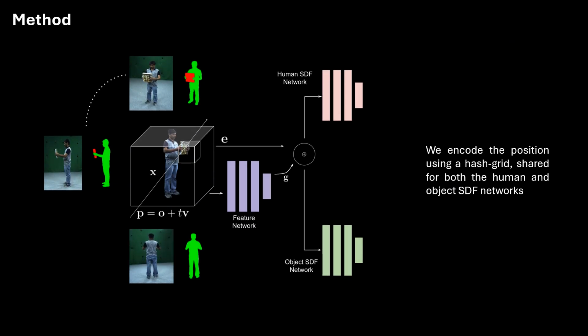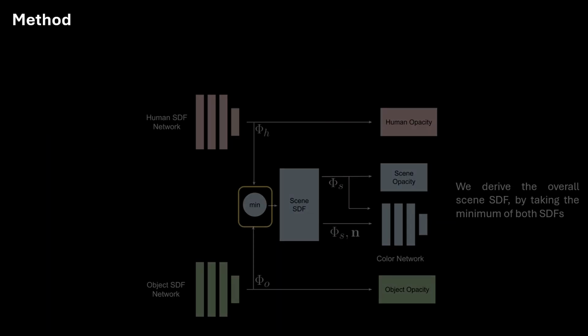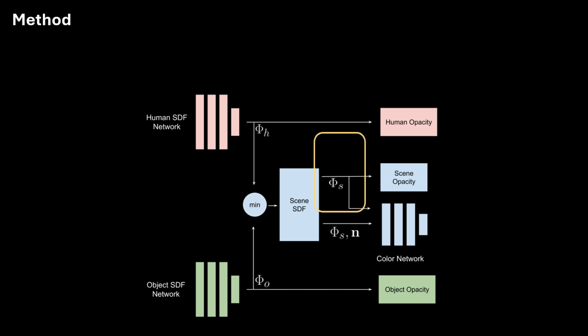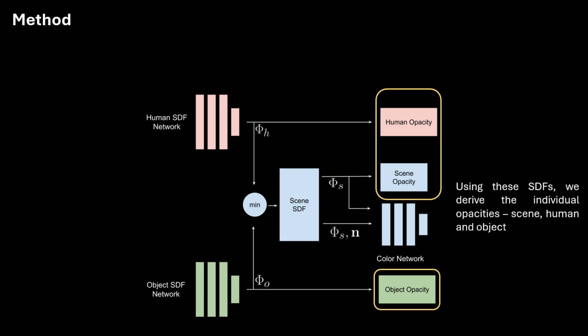We achieve this separable reconstruction by first encoding the position using a multi-resolution hash grid and obtaining a geometry feature vector that is shared for both MLPs parametrizing the two signed distance fields. Using the individual signed distance fields, we obtain the scene signed distance field by simply taking the minimum of them. Then we derive the human, object and scene opacities using the previously obtained signed distance fields.